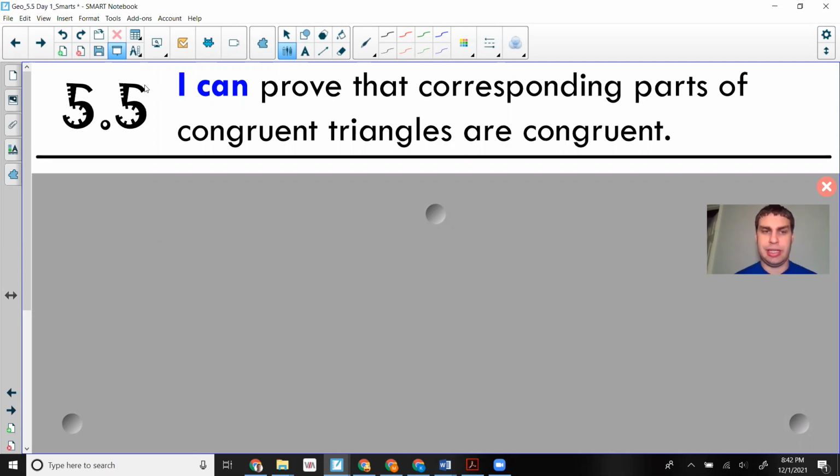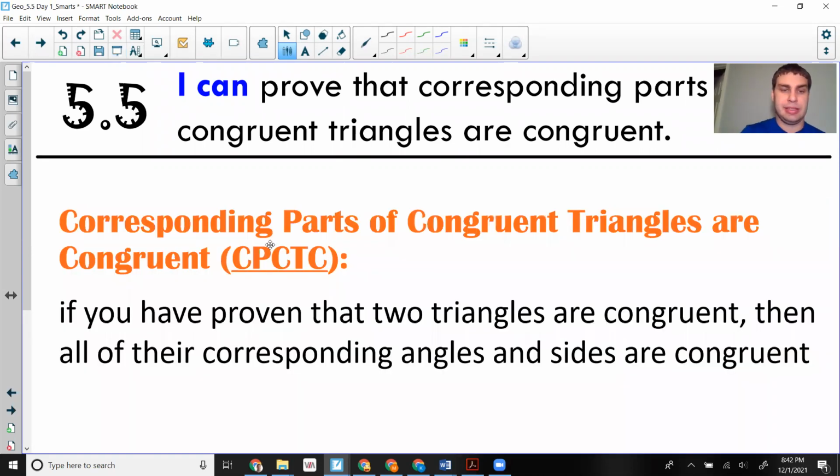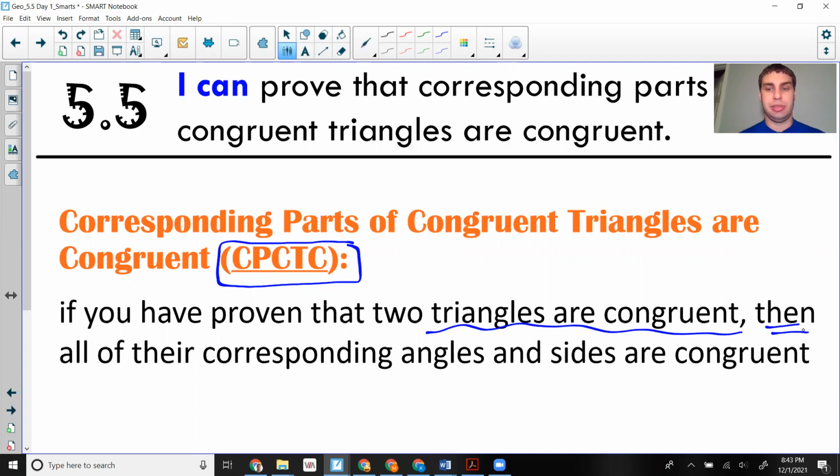All right. So today we're saying that we can prove that corresponding parts of congruent triangles are congruent, or we're going to learn it a little bit abbreviated, and it's CPCTC. This is the last section that we need to know as far as our triangle congruence goes. What this says is if you have proven that two triangles are congruent, by angle-angle-side, angle-side-angle, all those things, then all their corresponding angles and sides are also going to be congruent. Okay, so go ahead and write that down and then meet me on the next slide once you have that.